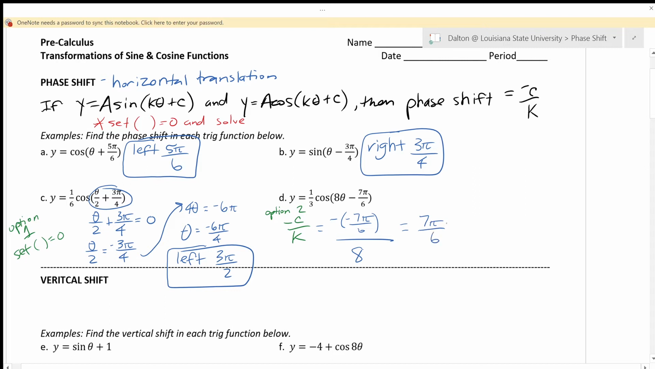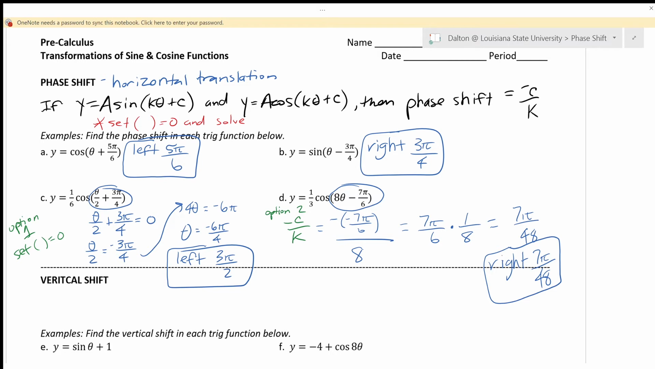Then instead of dividing by 8, we can multiply by the reciprocal of 8, which is 1/8. Then we multiply fractions straight across, so that's going to be 7 pi over 48. Since it's positive, that means we're going to have right 7 pi over 48, which we knew it was going to be right because the initial sign in our parentheses was negative. Does anyone have any questions about how to algebraically find the phase shift of a trig function?